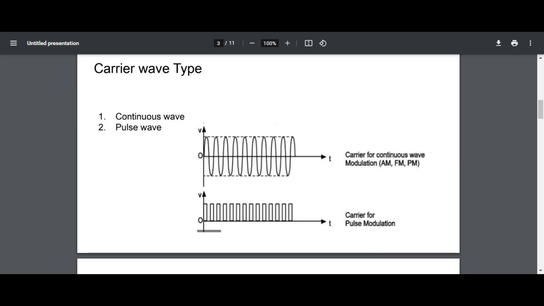Now let's have a look at the types of carrier. There are two types of carrier wave which we use in the modulation process. The first one is the continuous carrier wave, where the signal is of continuous nature with respect to time. The second is the pulse carrier wave, where the signal is in pulse form on the time domain axis. You can see in the figure, the first is for the continuous wave and the second is for the pulse wave.